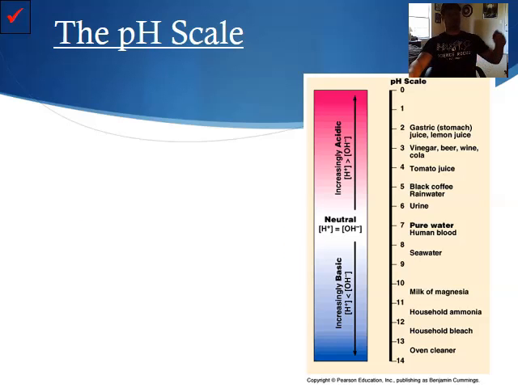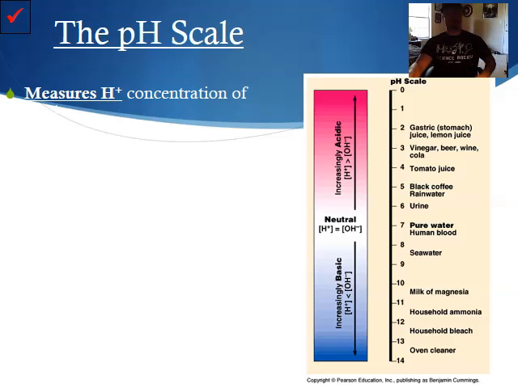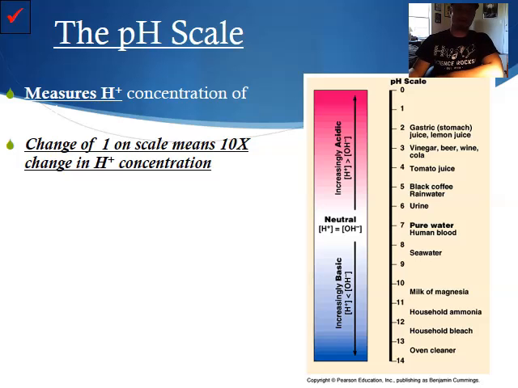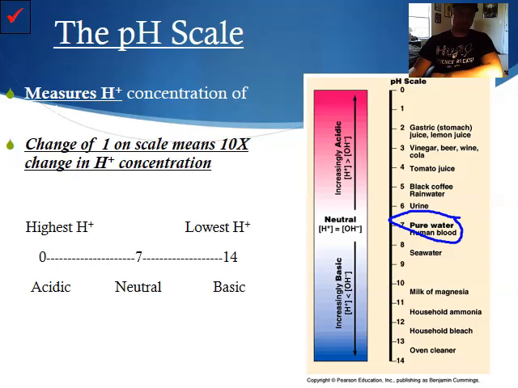So the pH scale. Last thing we're going to be talking about today. The pH scale measures the hydrogen concentration of a fluid. So, a change of 1 on the scale means a 10 times change in the hydrogen concentration. So let's start off with pure water, or human blood, which is a 7, which is neutral. Equal amount of hydrogen and hydroxide, or equal between acid and base.